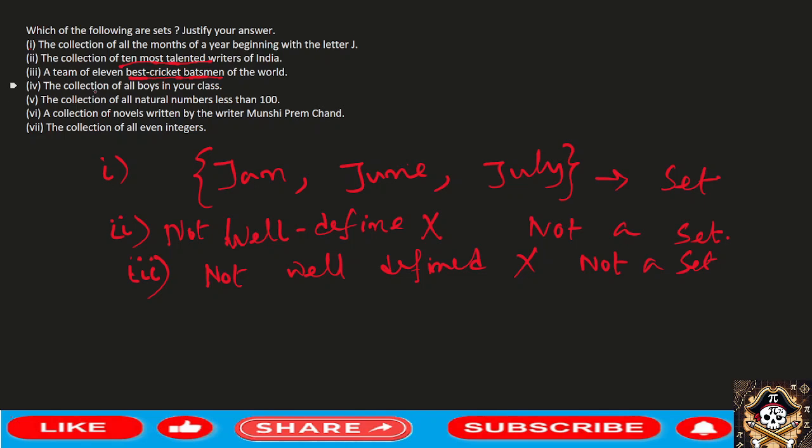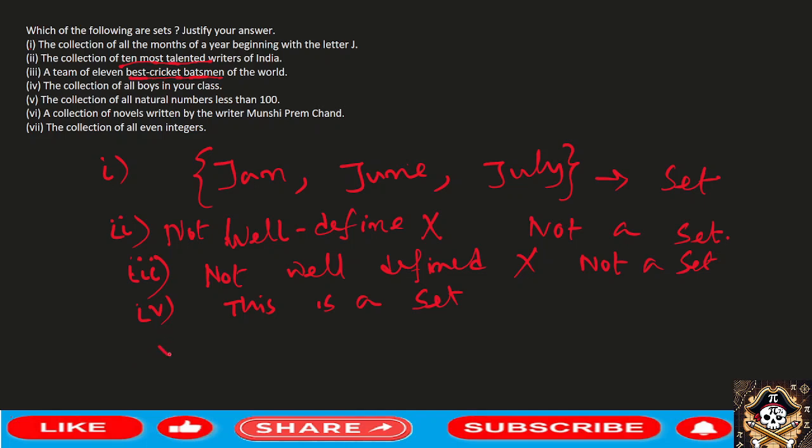Now go to the next collection, the collection of all boys in your class. If you are reading in a class, then the collection of boys is finite and known to you. And the names of these boys are also written in the register of your class or in your school. So this is a well-defined collection for you, and this makes a set. So this is a set.